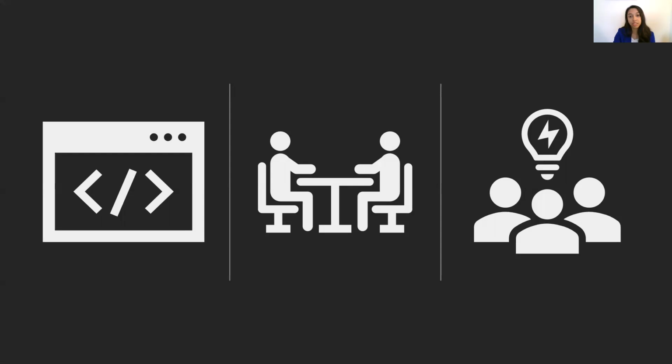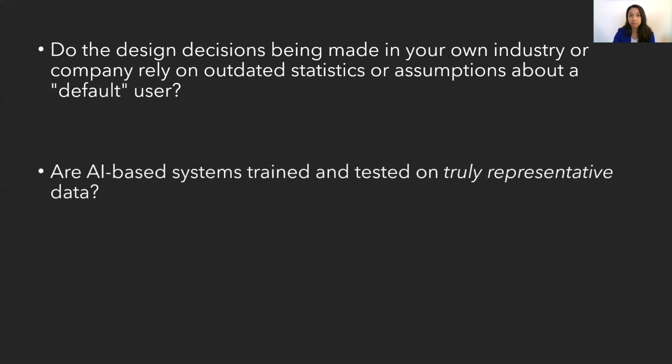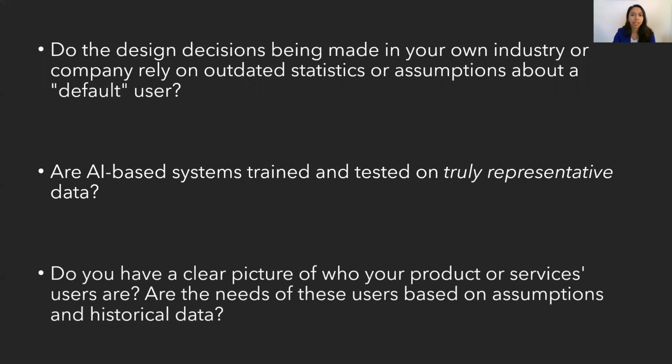I urge you to consider the following questions. Do the design decisions being made in your own industry or company rely on outdated statistics or assumptions about a default user? Are AI-based systems trained and tested on truly representative data? Has this data been disaggregated by sex and other often underrepresented demographics? And do you have a clear picture of who your product or service's users are? Are the needs of these users based on assumptions or historical data?